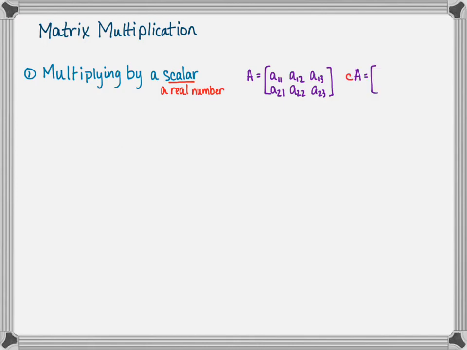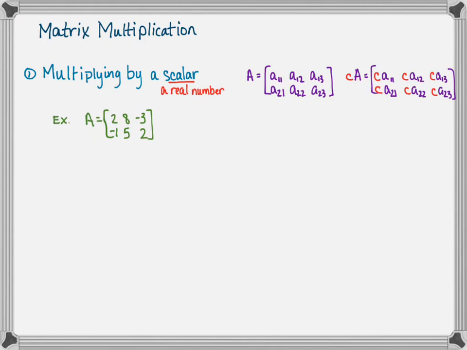Then the product of C, a real number, by A is equal to C times A11, C times A12, C times A13, C times A21, C times A22, and C times A23. In other words, we multiply each element of the original matrix by the scalar C. Let's look at an example with numbers.